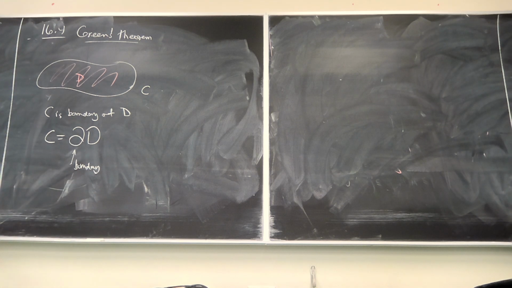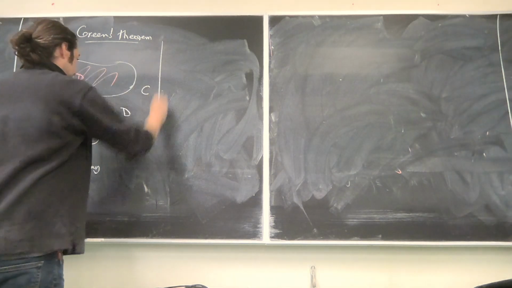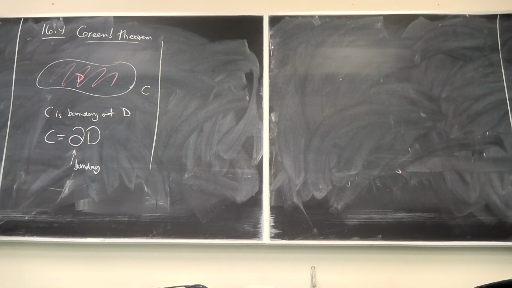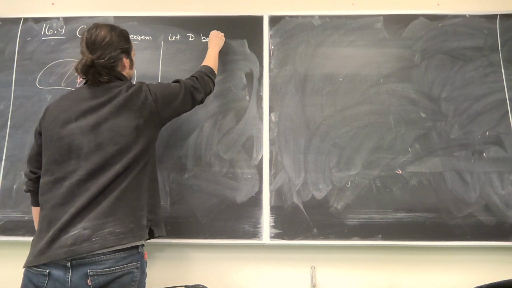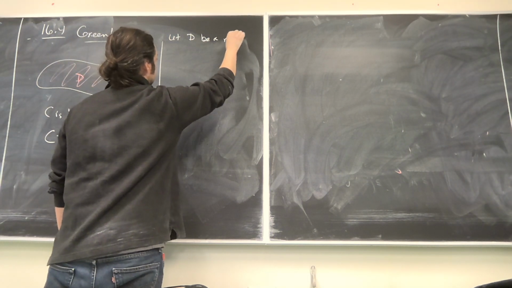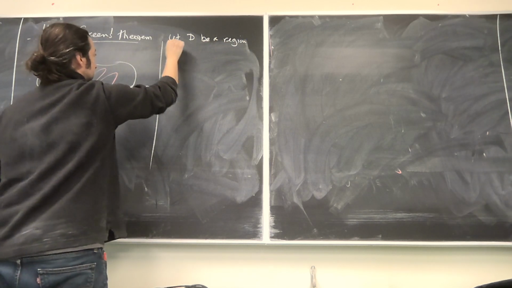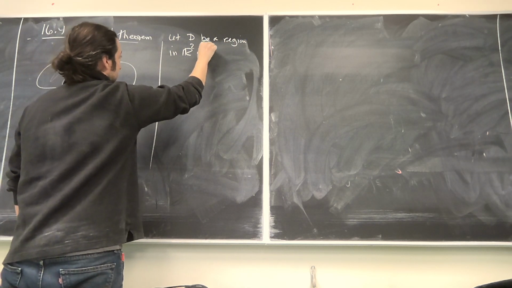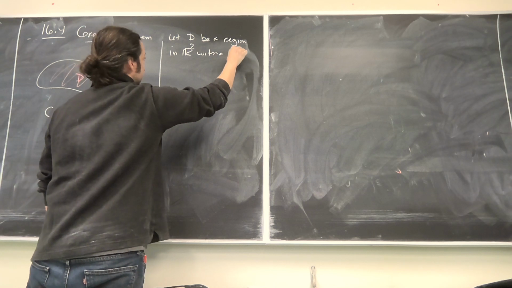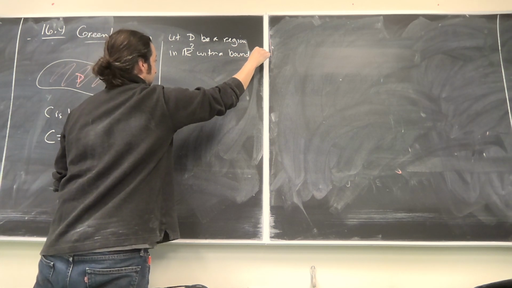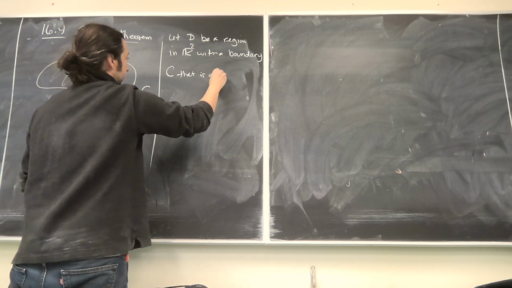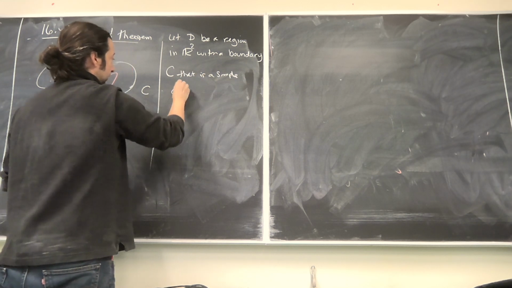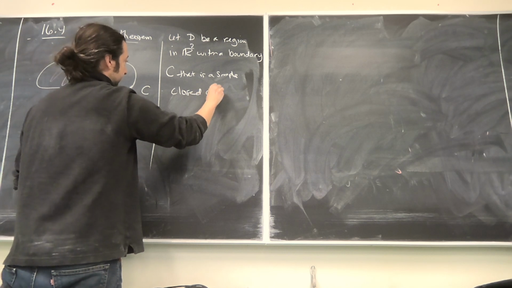Okay, so what we're going to be concerned about is regions in R2 that have simple closed curves as their boundary. So we're going to let D be a two-dimensional region with a boundary C that is a simple closed curve.